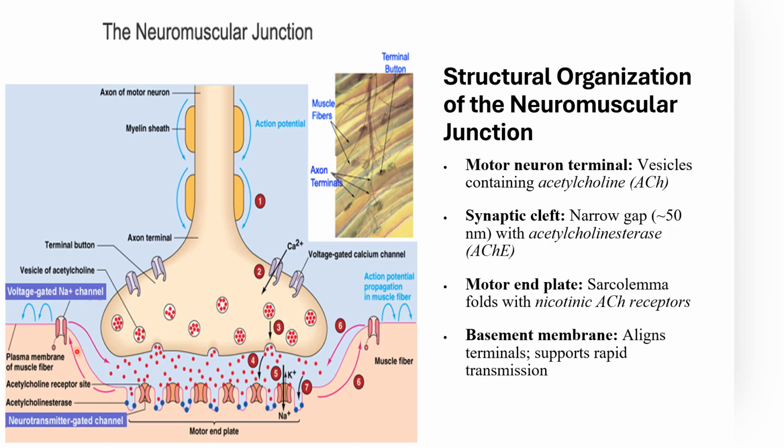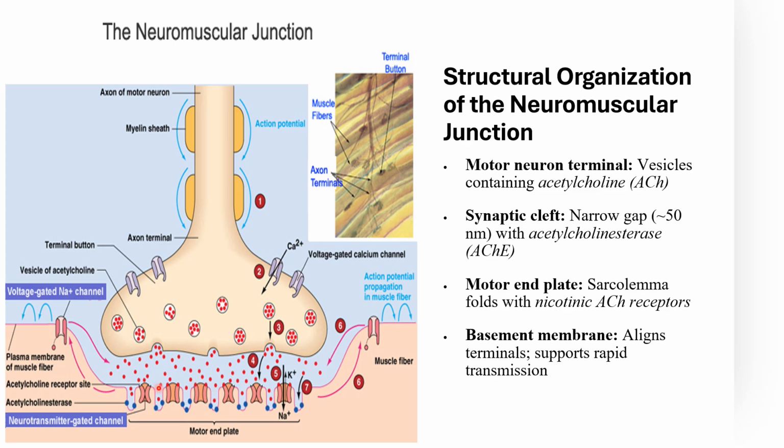Now, facing this terminal across the microscopic divide is the motor end plate. This specialized region of the muscle membrane has deep folds called junctional folds. These folds dramatically increase the surface area, allowing thousands of nicotinic acetylcholine receptors to line up directly opposite the nerve's release sites. That alignment guarantees that when acetylcholine is released, it has the shortest, most efficient path to its target.